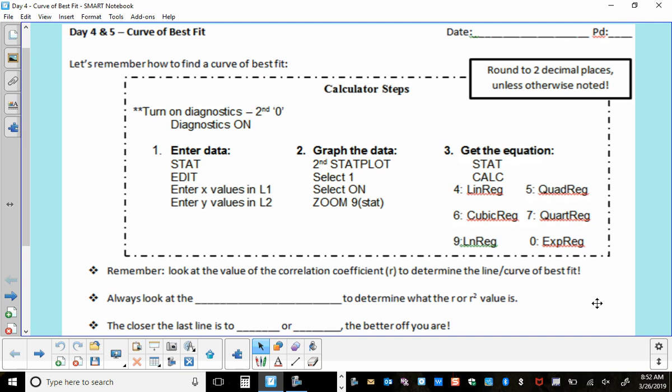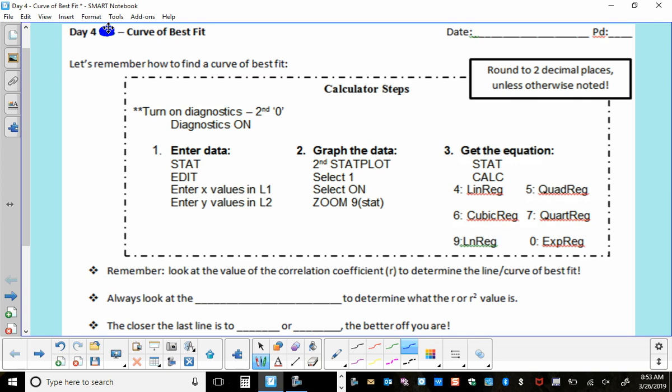All right, so for day 4, this is curve of best fit. Make sure that you're doing exactly what I do on my calculator, because if not, you're going to be confused. We're also going to skip around because there are some things that have changed this year that you guys won't need to know. So I'll just skip around them.